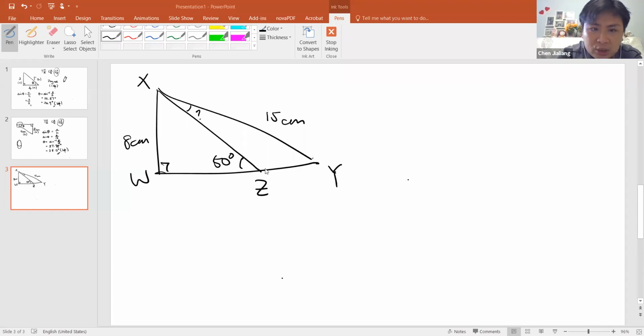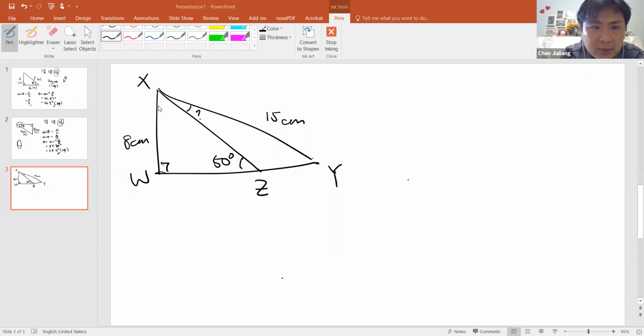Can we focus on triangle ZXY? Can we use trigonometric ratio on triangle ZXY? No, we cannot do that. So be very careful because triangle ZXY is not a right angle triangle. So we cannot use this triangle at all. So what does it mean? It means that we need to find two angles.